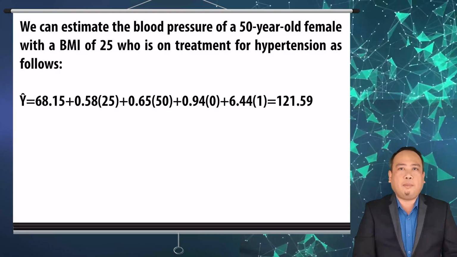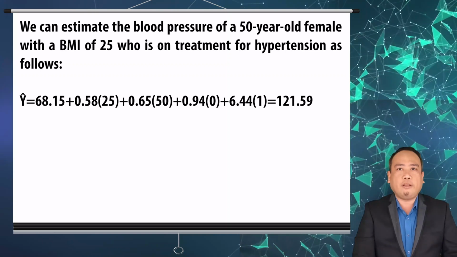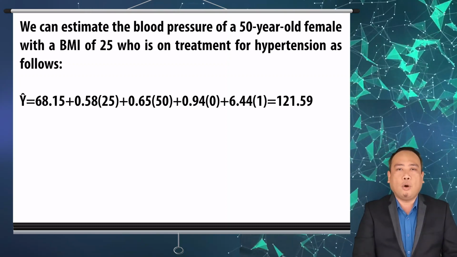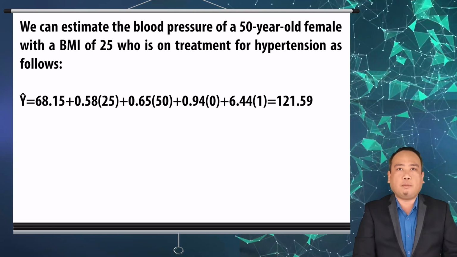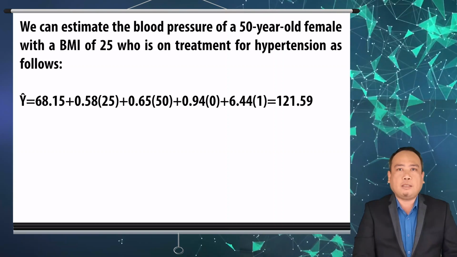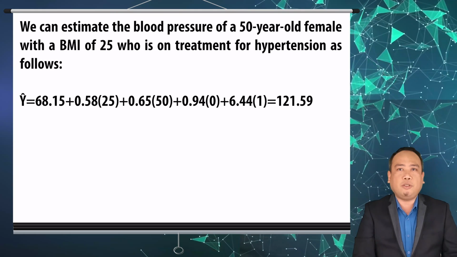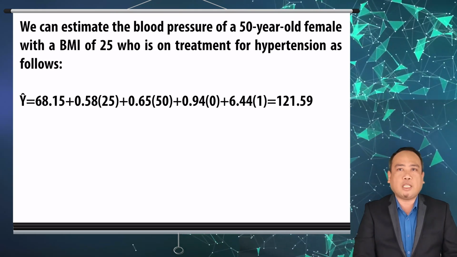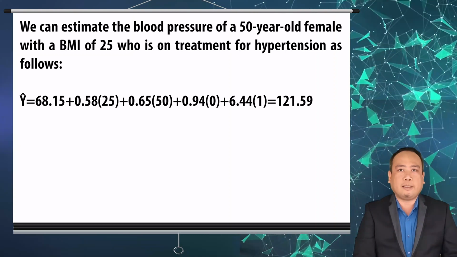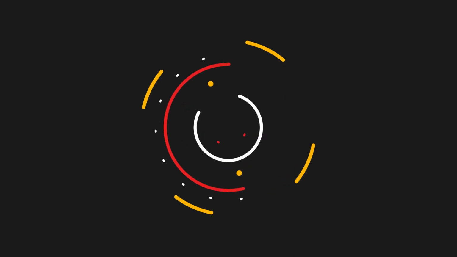We can estimate the blood pressure of a 50-year-old female with a BMI of 25 who is on treatment for hypertension as follows. Y is equal to 68.15 plus 0.58 times 25 plus 0.65 times 50 plus 0.94 times 0 plus 6.44 times 1, which is equal to 121.59.